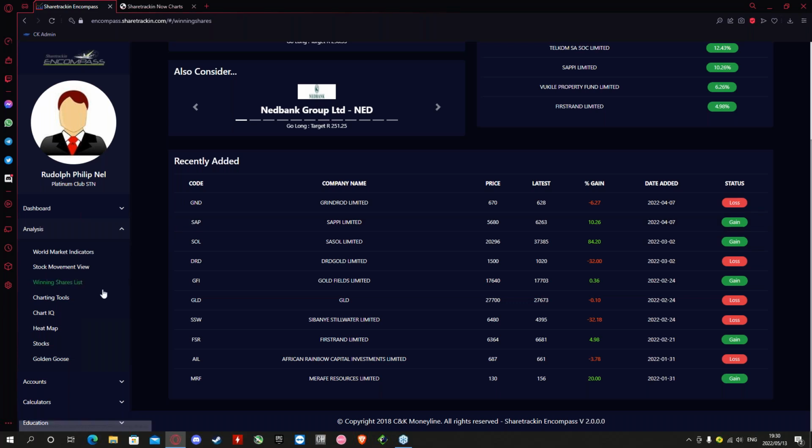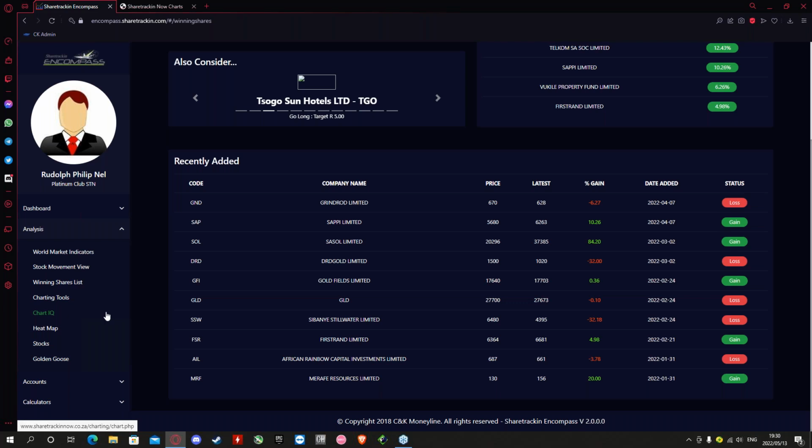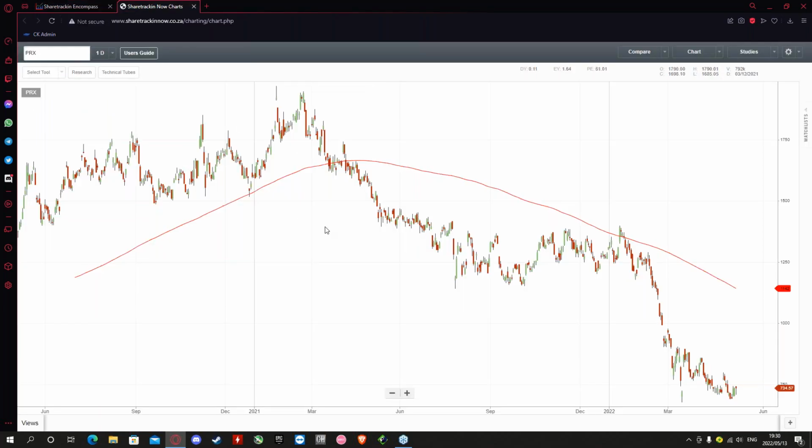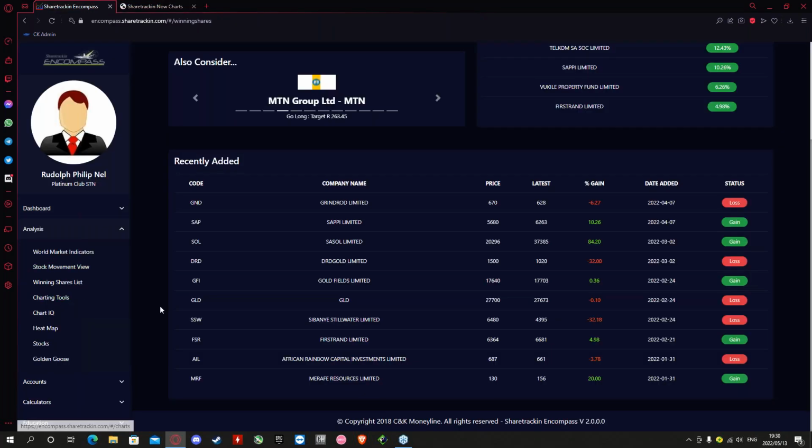Okay, then next, you'll find your charting tool. Charting tool you're never going to use, so you don't even need to look at the charting tool. You're mostly going to use your Charts IQ because the Charts IQ is a more advanced chart, and it's really easy to understand. Okay, so I won't use the charting tool, and the charting tool is a bit slow.